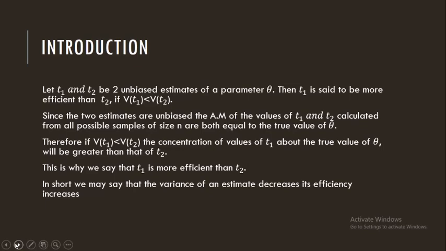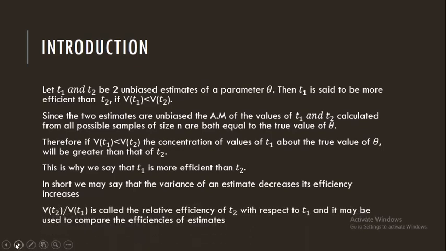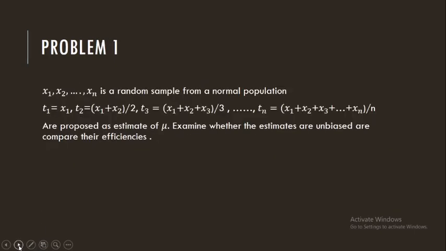Now let's have a look at the relative efficiency. This is how we write it: the variance of T2 divided by the variance of T1 is called the relative efficiency of T2 with respect to T1, and it may be used to compare the efficiencies of the estimates. Now let's move on to a problem.